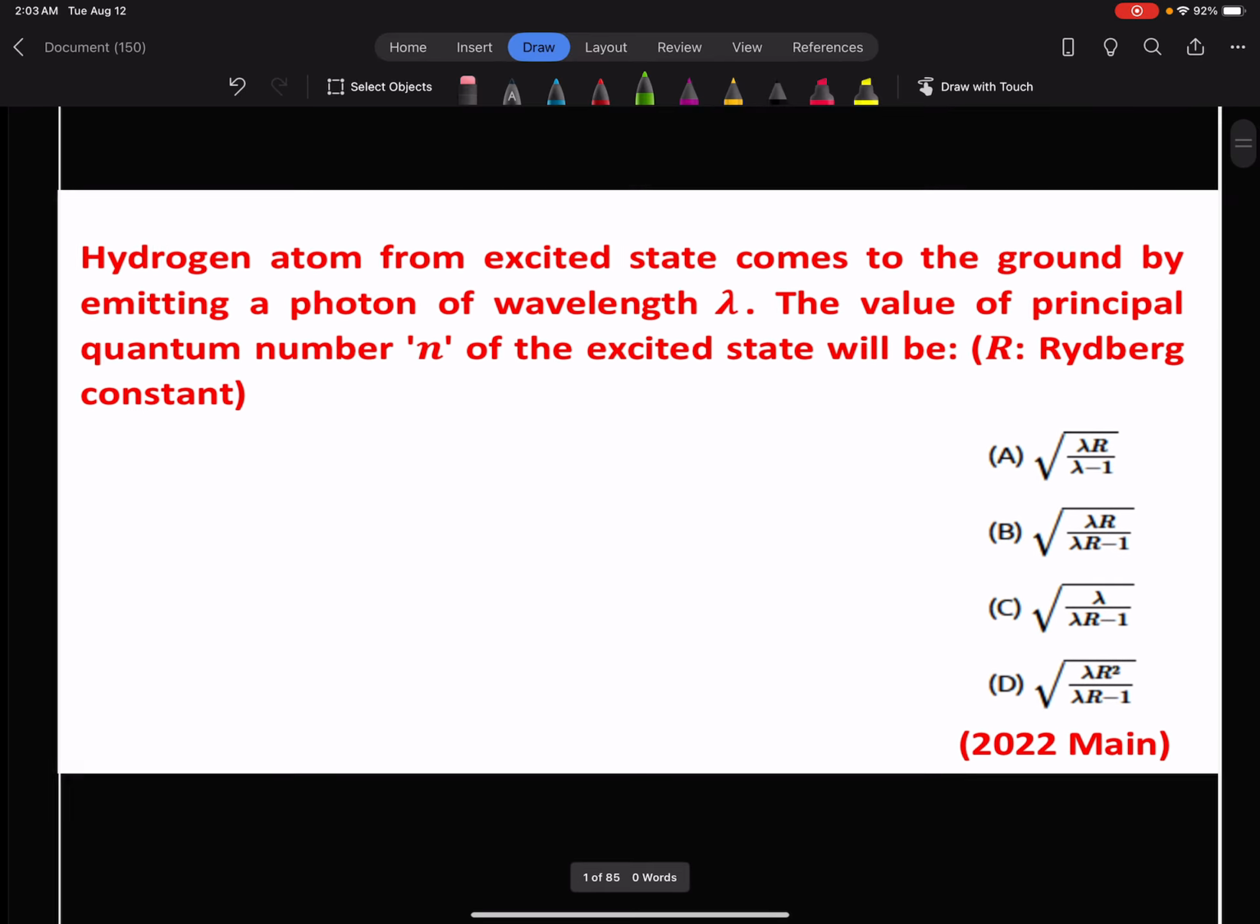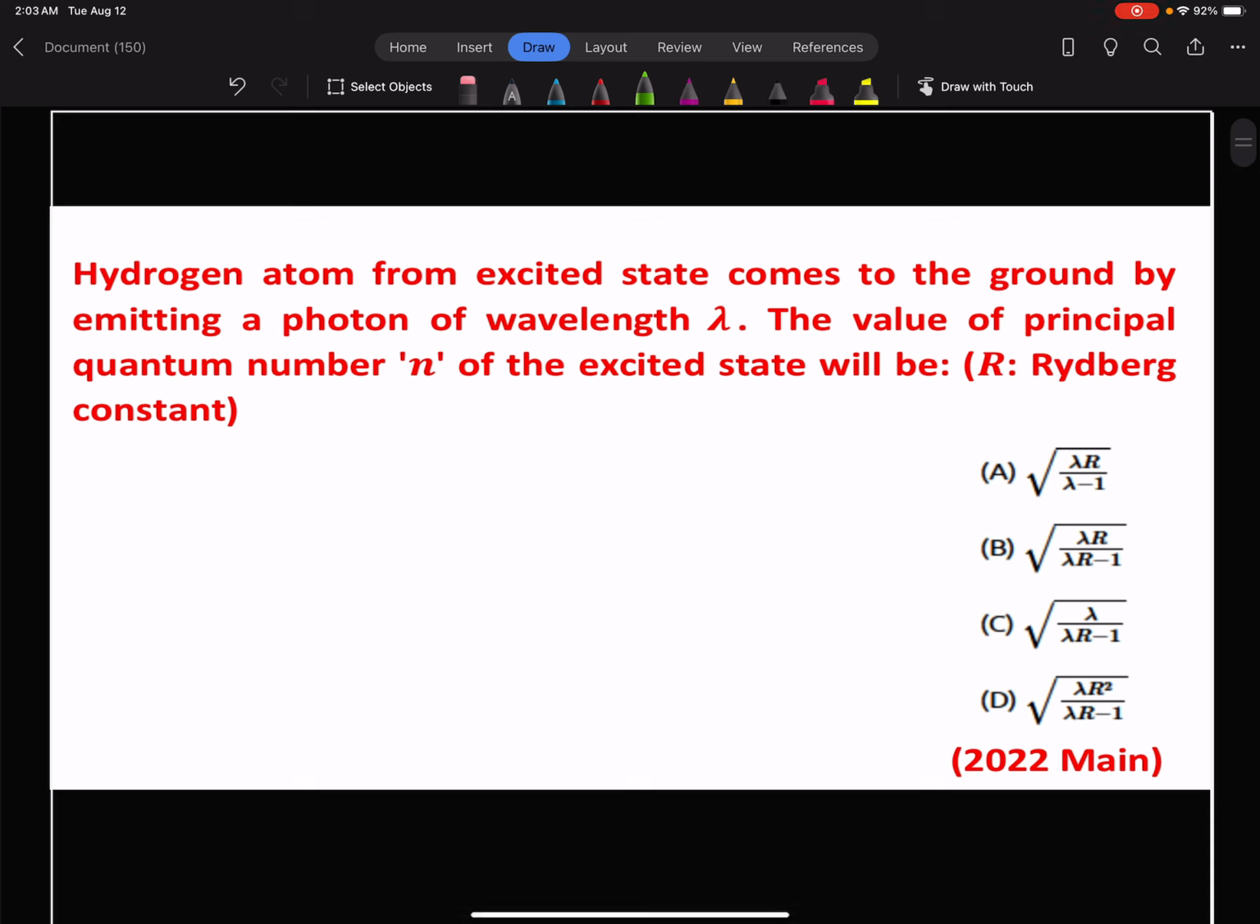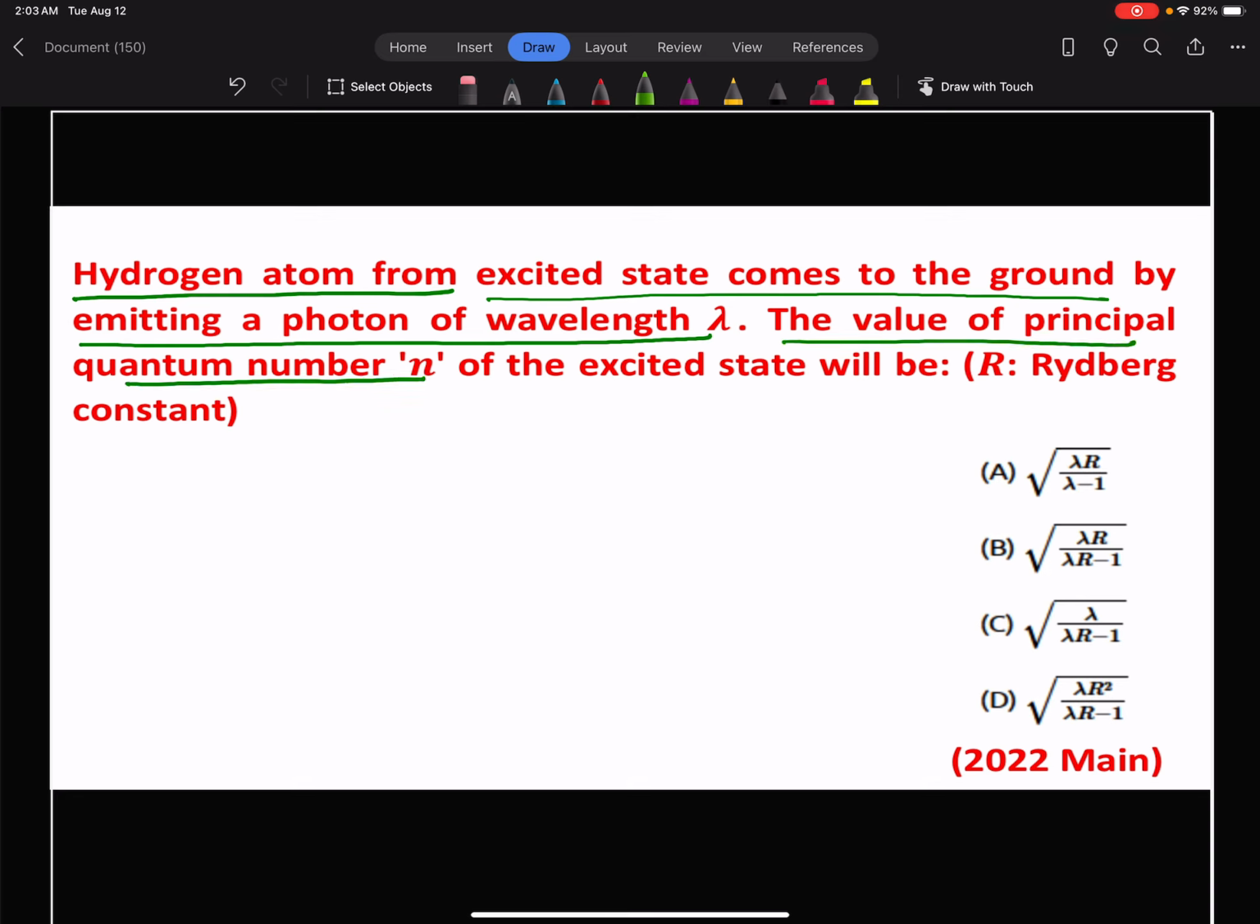So the first question states that the hydrogen atom from excited state comes to the ground by emitting a photon of wavelength lambda. The wavelength of principal quantum number n of the excited state will be, R is the Rydberg constant. So it is given that it comes from an excited state to the ground state. So the value of n will be equal to 1.